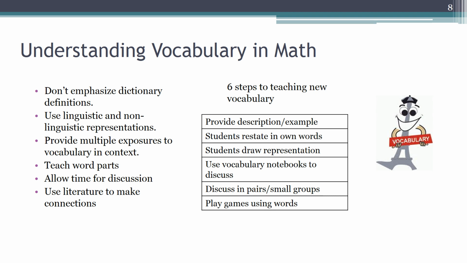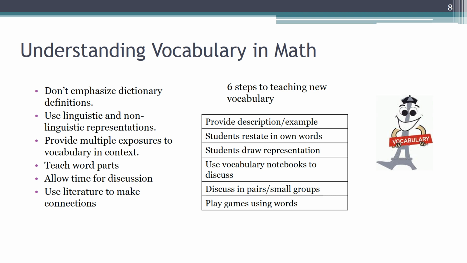So focusing specifically on vocabulary in math, we know that there are some general guidelines that are research-based for teaching vocabulary in any subject. One is that we don't want to focus solely on dictionary definitions. We want to give kids both linguistic and non-linguistic representations. We want them to see the vocabulary used in different contexts. We might teach word parts, especially helpful if we're talking about measurement systems. What's the difference between milli and kilo and so on?